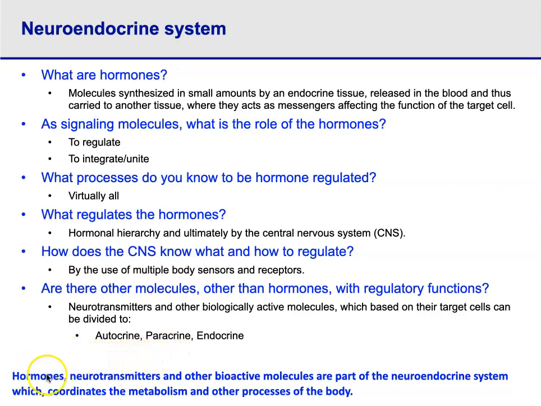Now, hormones, neurotransmitters, and all bioactive molecules are part of the so-called neuroendocrine system, which controls, coordinates, and unites all metabolic processes in the body.